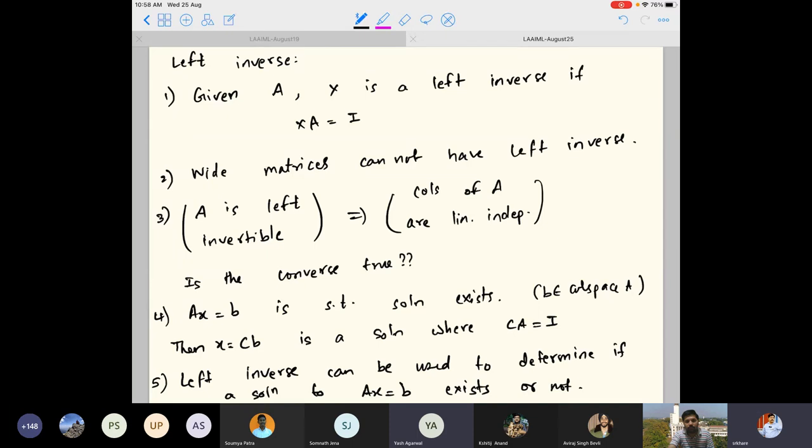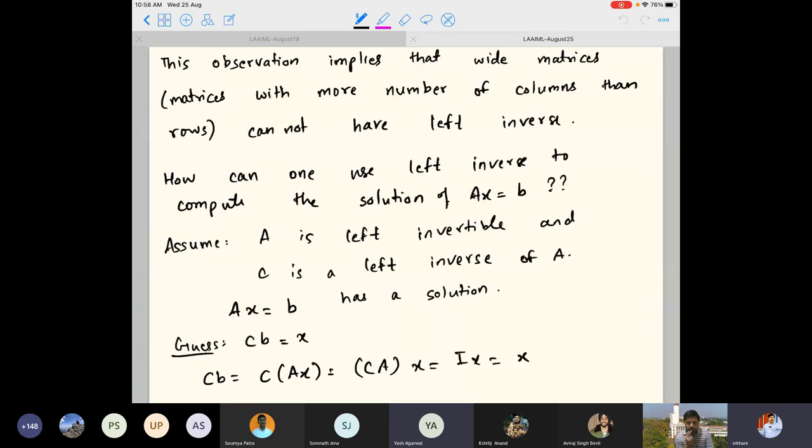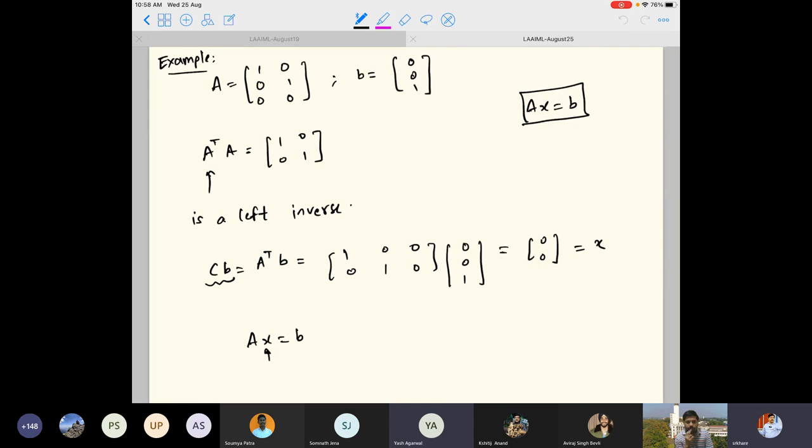I have a question. Can you go back to the slide where we proved X equals CB? The next slide. Yes. Is there a reason why X came out to be all zeros, or is that just a coincidence?